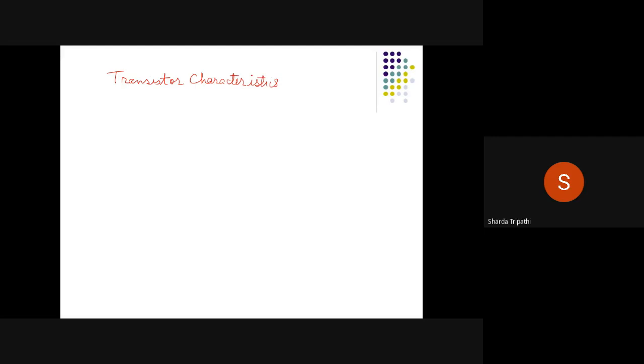In the diode characteristics, we have already seen that whenever we say characteristics, that means we are trying to plot something against some other thing. So if you apply the same logic over here, transistor characteristics are basically the plots that show the variations between input parameters and output parameters.